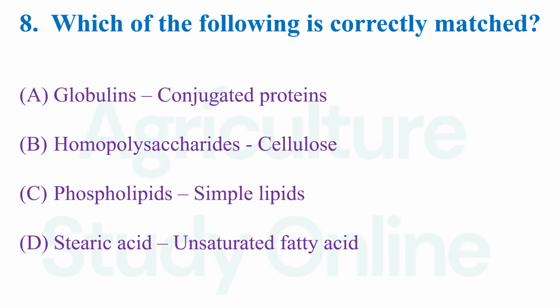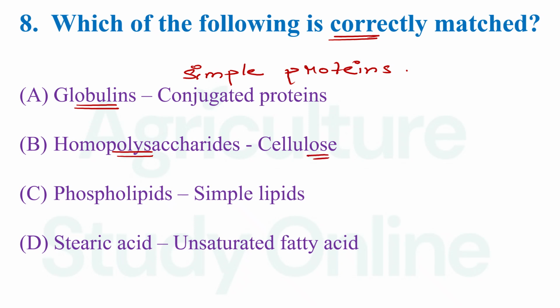Question 8. Which of the following is correctly matched? First one, globulins. Globulins, that is conjugated proteins. So globulins are the simple proteins. They are not conjugated proteins. Homopolysaccharides. So homopolysaccharides are cellulose. This is true. Cellulose, we know it is made up of only glucose units. That's why it is homo.